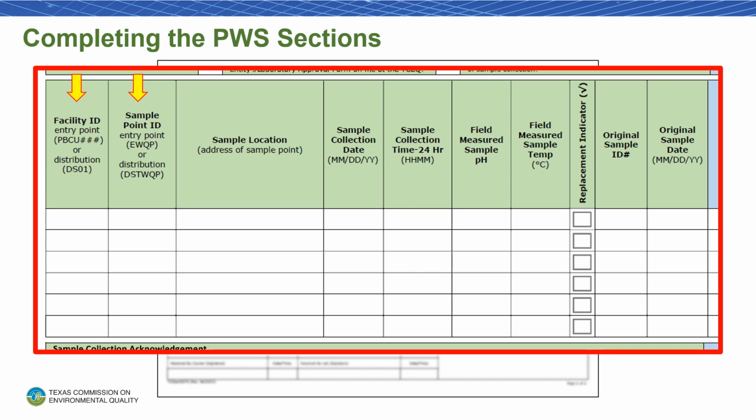If a sample is from the distribution system, then the facility ID should be DS01. In the second column, write the sample point IDs. If a sample is from an entry point, this sample point ID will be EWQP. If a sample is from the distribution system, the sample point ID will be DSTWQP.